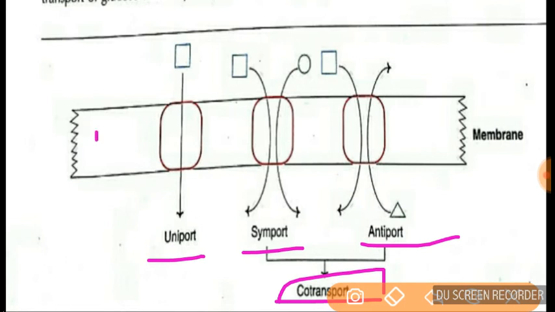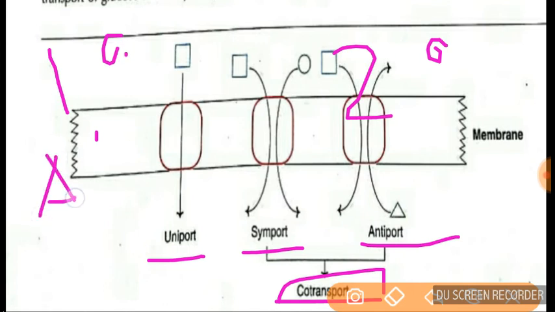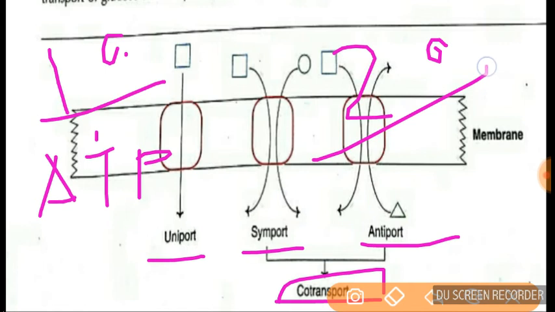One thing more, active transport is also of two types, primary and secondary. What is primary? If the energy which is used here is ATP, then it is called primary active transport. And in the case of secondary active transport, energy is used from the ionic concentration gradient. So co-transport is an example of secondary active transport.